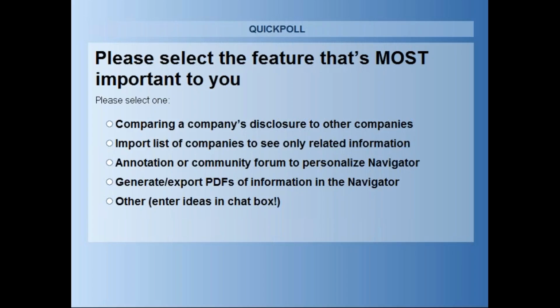Or maybe there's other, and again, enter ideas in the chat box. This is for your benefit so that we can continue to improve. So we've got a number of you who have weighed in. Still a few outstanding, so I'm going to pause for a second and let you type in what you think is most useful. All right, so I'm about to close that, so if you haven't voted, go ahead and let us know so we can adjust accordingly.